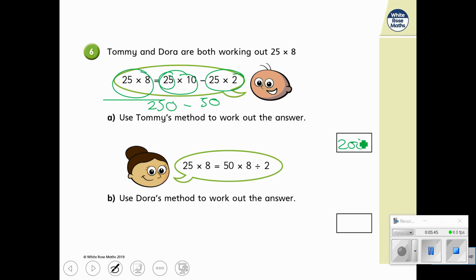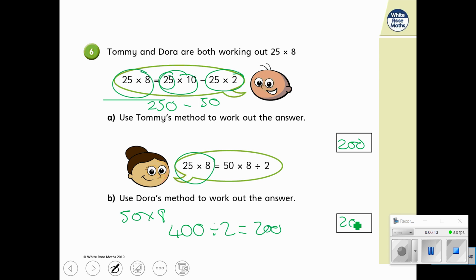That was pretty easy. Let's try Dora. Dora, rather than doing it that way, is going, well, I want 25 times 8. I'm going to work out 50 times 8, and then I'm going to half it. So 50 times 8 is 5 tens times 8, which is going to be 40 tens, which is 400. Divide that by 2 is going to give me 200.